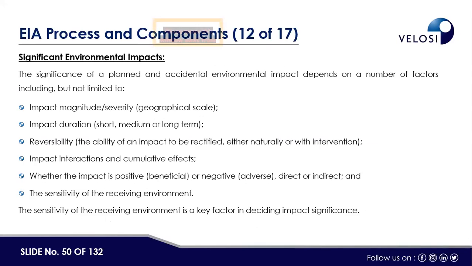After identifying the environmental impacts, whether planned or unplanned, we have to mention the significance of the environmental impact as well. Either it's low, medium, or high. The significance of a planned and accidental environmental impact depends on a number of factors, which include but are not limited to the impact magnitude, the severity, the impact duration, the reversibility, the impact interaction and cumulative effects, whether the impact is positive, beneficial, or negative, direct or indirect, and then the sensitivity of the receiving environment as well. The sensitivity of the receiving environment is a key factor in deciding impact significance.